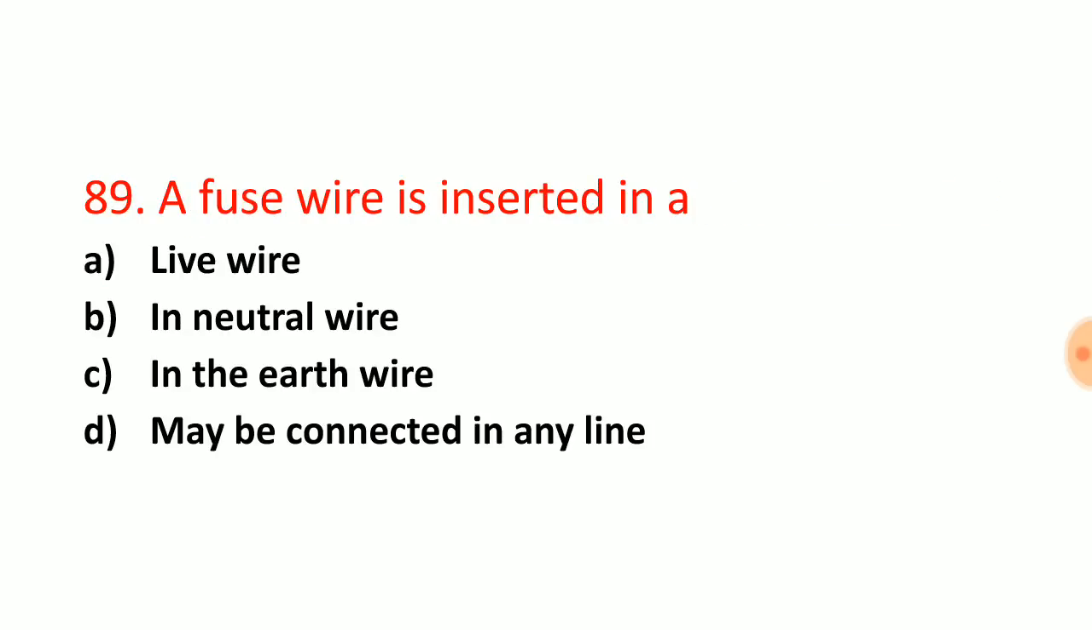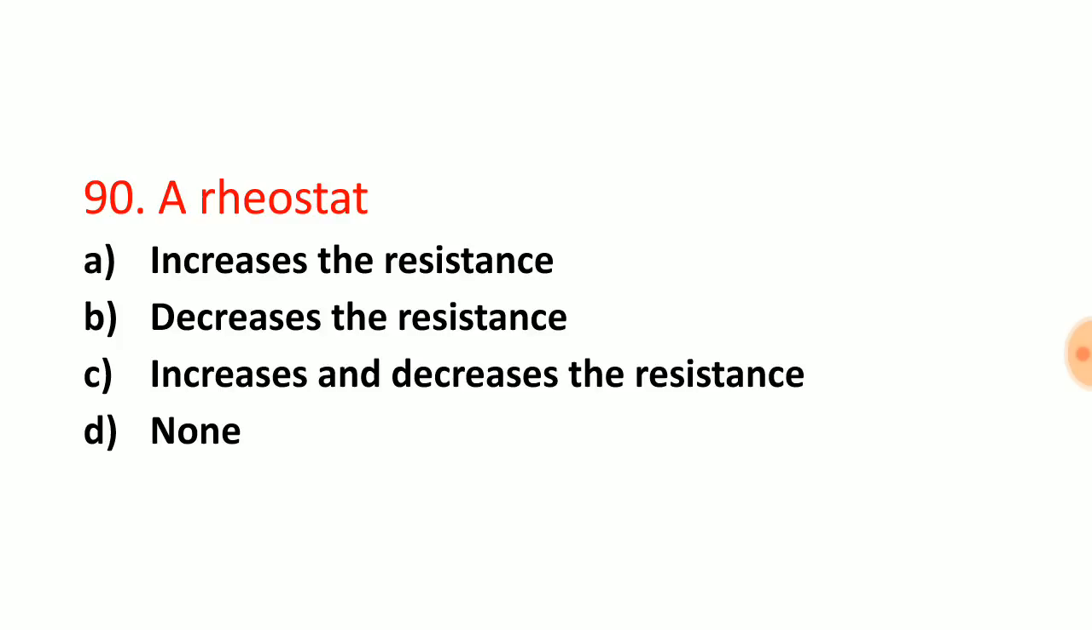Now 89. A fuse wire is inserted in the live wire so that it will cut off electricity during a dangerous situation. Question number 90. A rheostat increases or decreases the resistance. The meaning of rheostat is a variable resistor. It increases or decreases the value of resistance in a circuit. You need to do this in your practical in class 11 and 12.